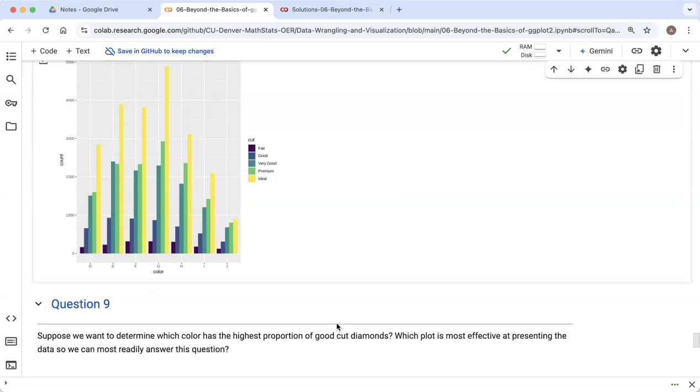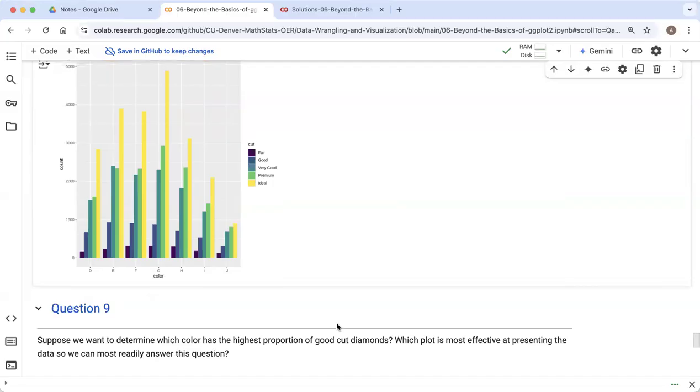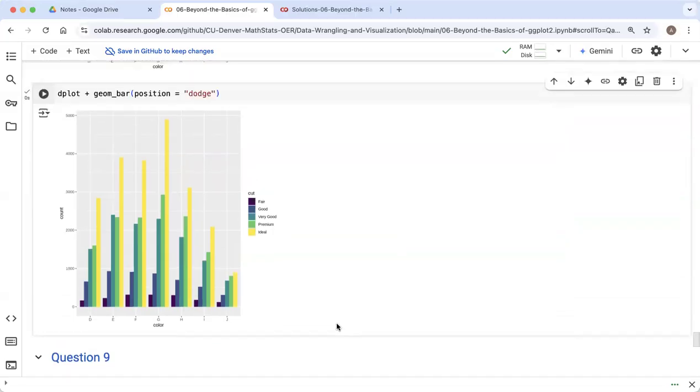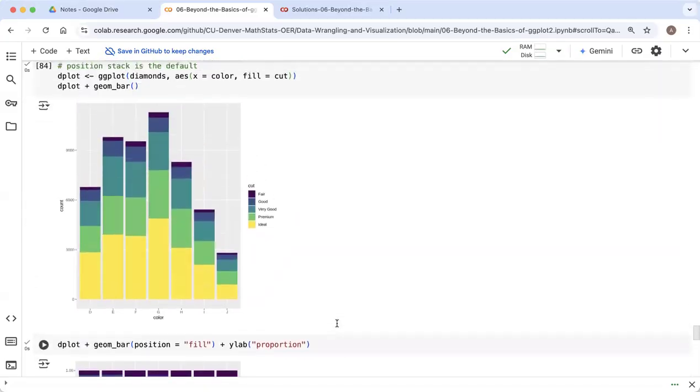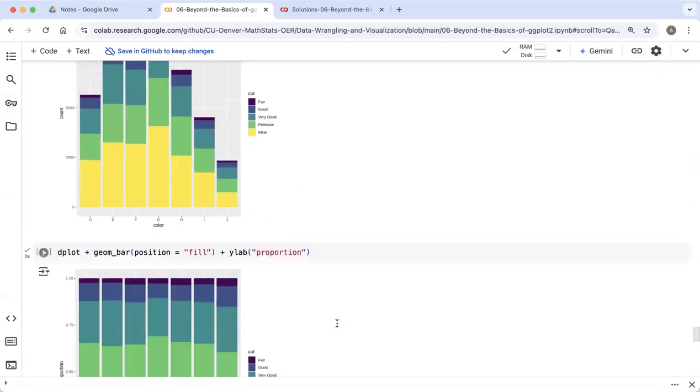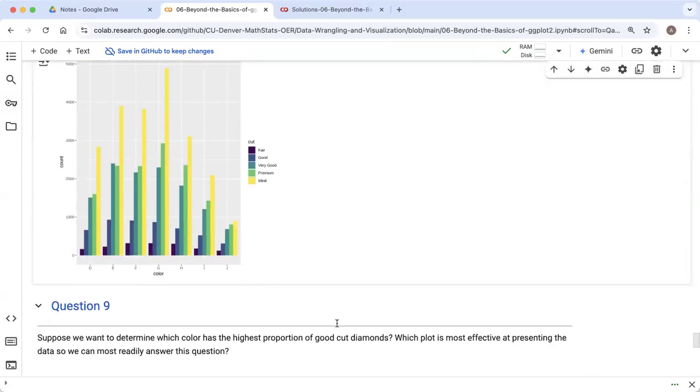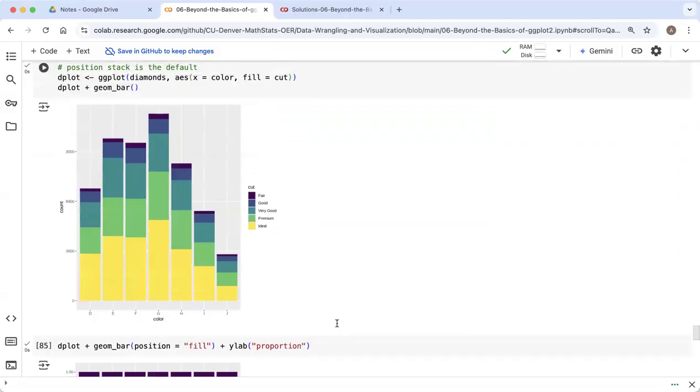Which plot is most effective at presenting the data so we can most readily answer that question? What you want to be careful of, when you look at this first plot, is that you don't just compare absolute totals. This color J, apparently that's the best color diamond. I'm guessing they're really expensive. There's not a lot of them in the sample, so this is really small, compared to like G, where we have a ton of those diamonds in our sample.